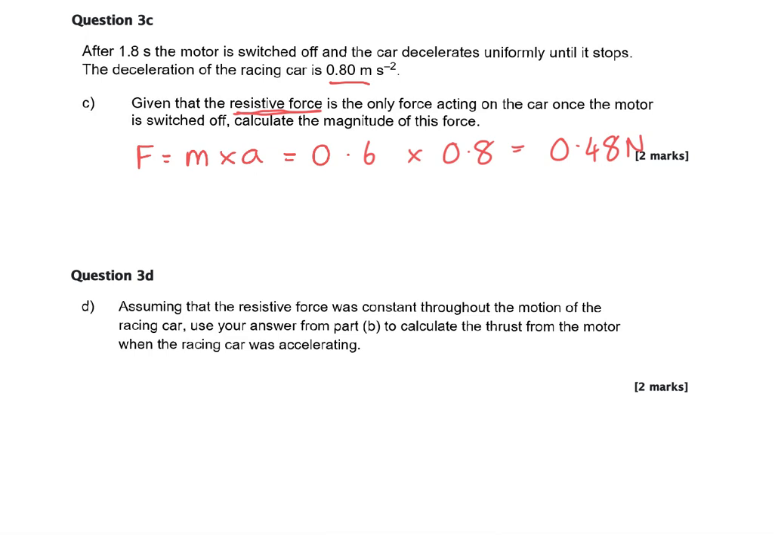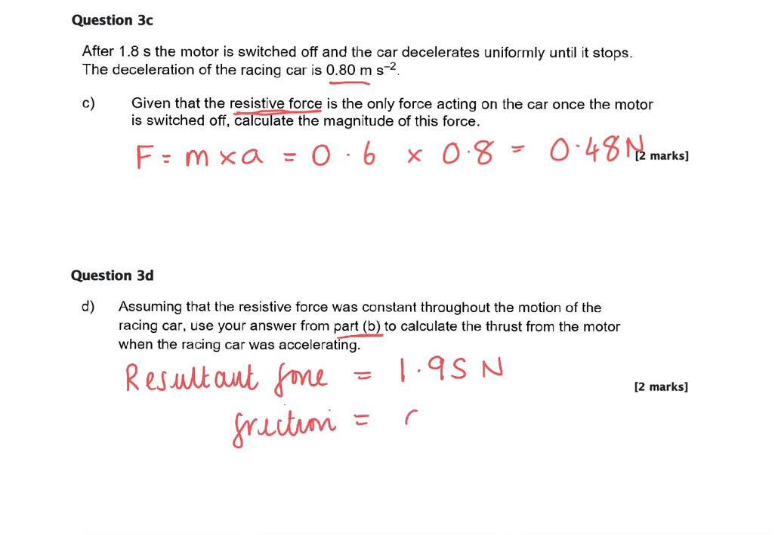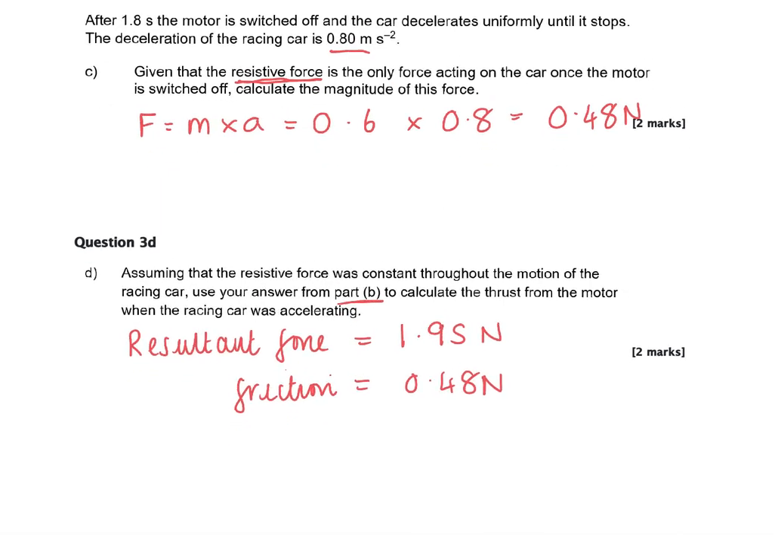3D, assume the resistive force was constant throughout the motion. Use your answer from part B to calculate the thrust when the racing car was accelerating. So we worked out earlier we had a resultant force when it was accelerating, which was 1.95 newtons. That's from part B, that's what it says to use. We know the friction, which we've just worked out. We know what's stopping it from going forward, and that's the 0.48 newtons. That's from part C. So its overall force, its resultant force, just to remind you of how we'd work that out.